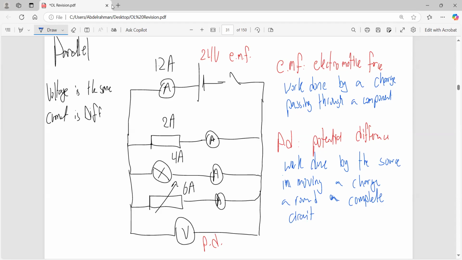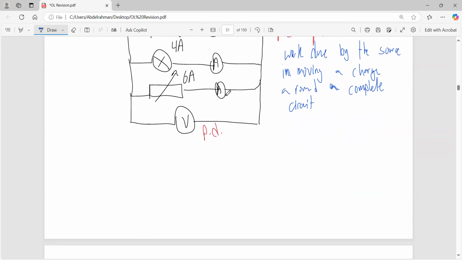Basically, we say that the EMF is the voltage of the battery and the potential difference is the voltage of the device. But if we want to be more specific, then I would say that the electromotive force is the work done by the charge while passing through a component. The potential difference is the work done by the source in moving the charge around the complete circuit.